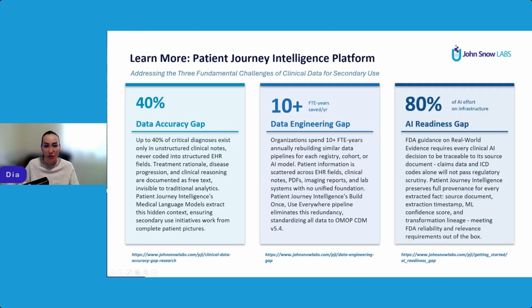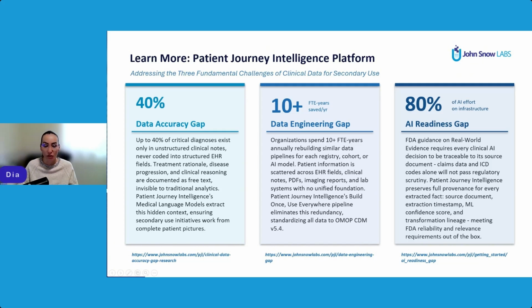The patient registry feature is part of the broader patient journey intelligence platform, which was built to solve three fundamental gaps that prevent clinical data from being used reliably for secondary purposes. The first is the data accuracy gap. Up to 40% of clinical diagnoses exist only in unstructured clinical notes and are never entered into structured EHR fields. Traditional analytics cannot access this data. Our medical language models extract the hidden clinical information, so registry abstraction and research initiatives work from complete patient records.